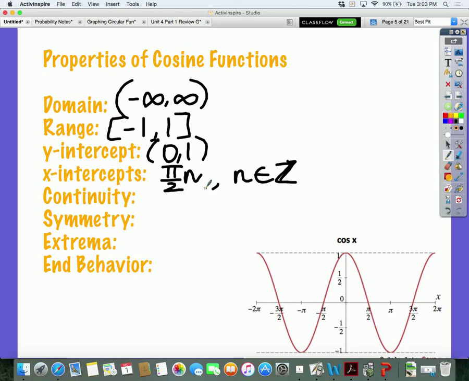Continuity. Brooklyn. Is it discontinuous the whole time, or is it continuous the whole time? Okay. Symmetry. Joanna. Is it y-axis symmetry or vertical? Yep, it is y-axis symmetry. Very good. Which means that it is a what function? Even.